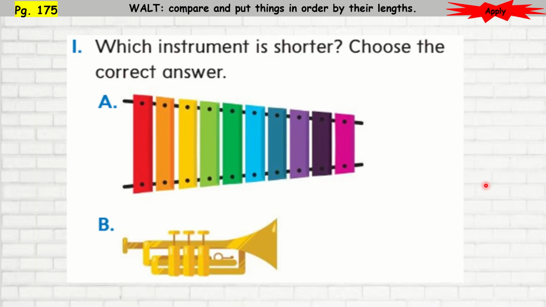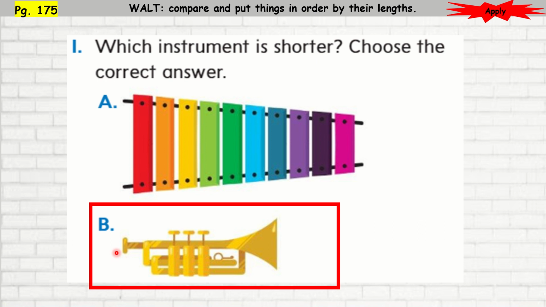Okay, let's open to our activity book, volume 2, on page 175. Let's complete the questions together. Question number 1. Which instrument is shorter? Choose the correct answer. I want shorter. Is A shorter or B shorter? If you said B, you are correct.